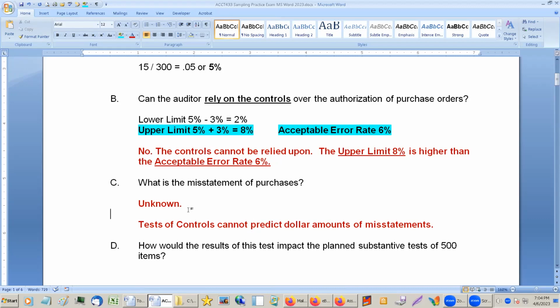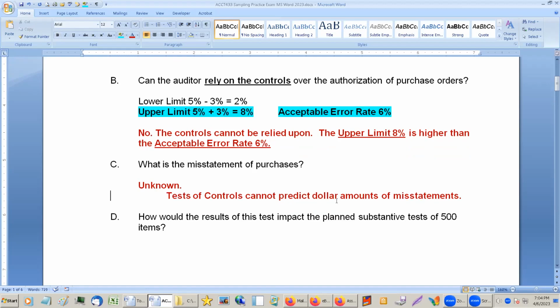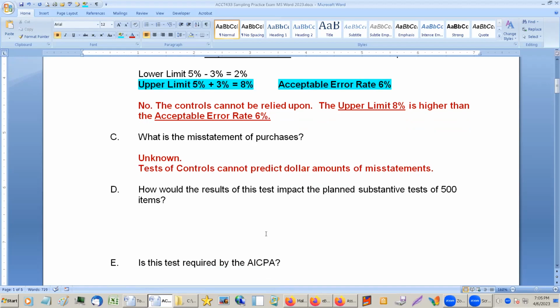So when you have a problem with test of controls, it's not the same as a problem with substantive testing, because these are not dollar amounts. It's simply saying we can't rely on these controls. Now, if you can't rely on the controls, it's not the end of the world. You simply have to do what with the substantive testing?